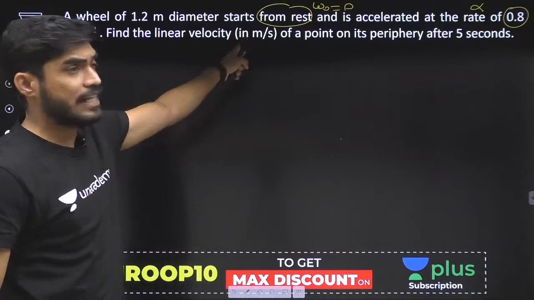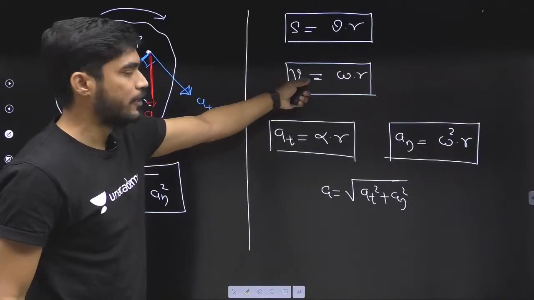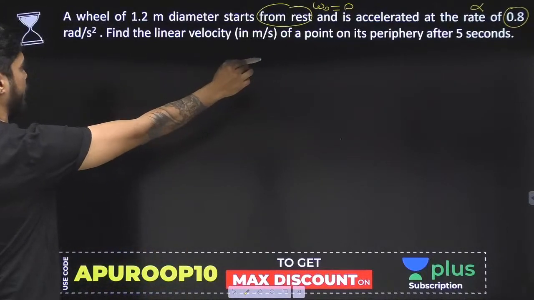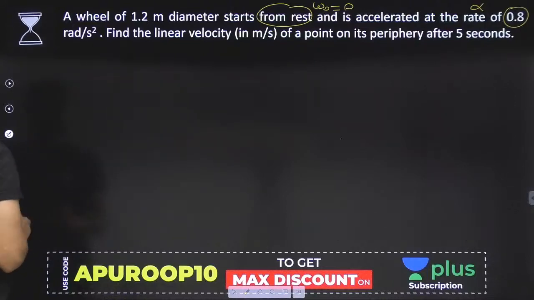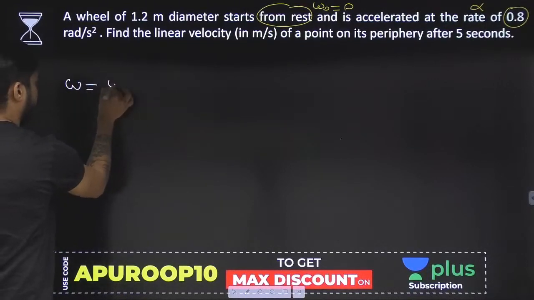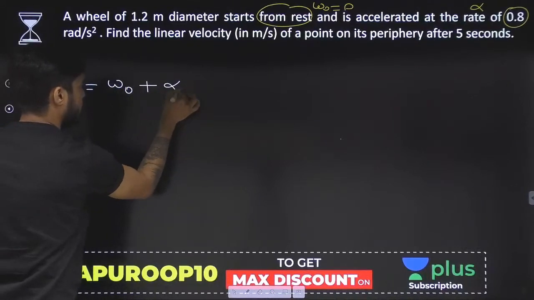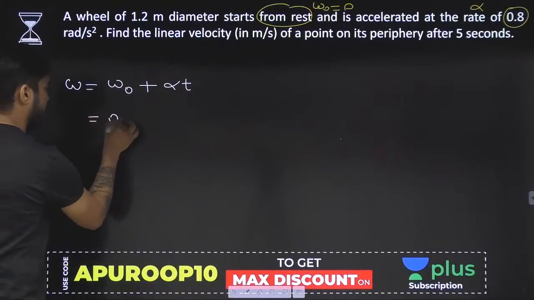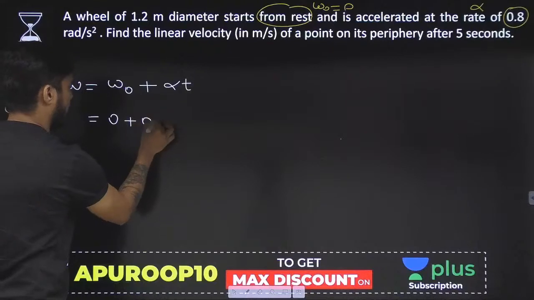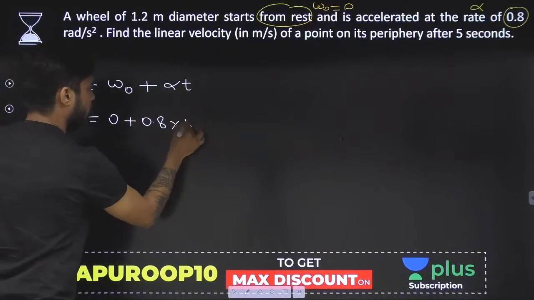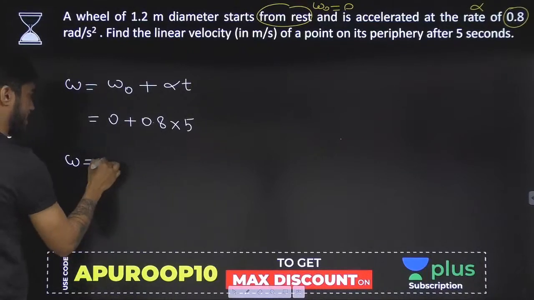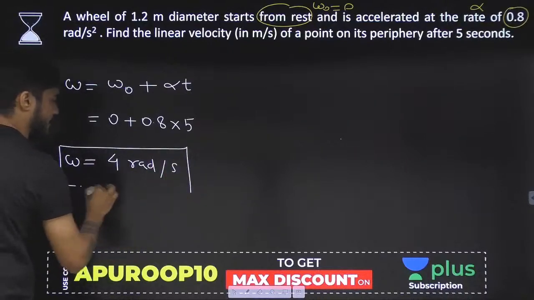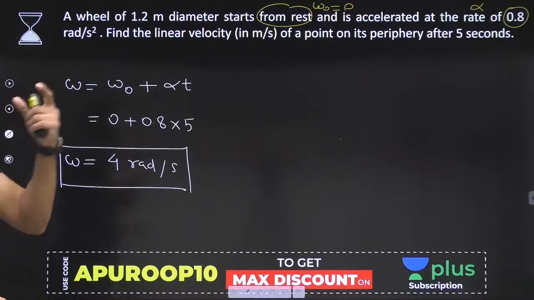So you need to find linear velocity. What is linear velocity? Omega into r. So I need to find omega first. I have omega naught, I have alpha and I have t. If alpha is constant, I can use this equation: omega equals omega naught plus alpha t. Omega naught is 0, alpha is 0.8 and t is 5. So omega is 4 radian per second. This is the final angular velocity after 5 seconds.